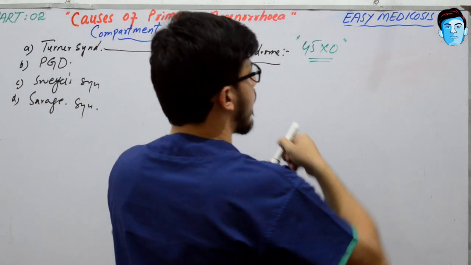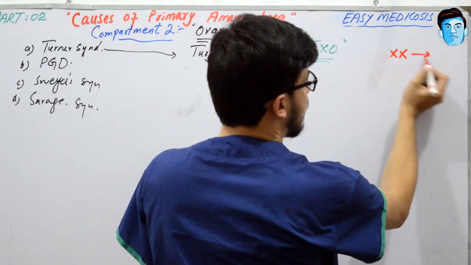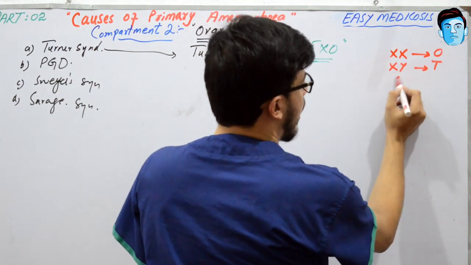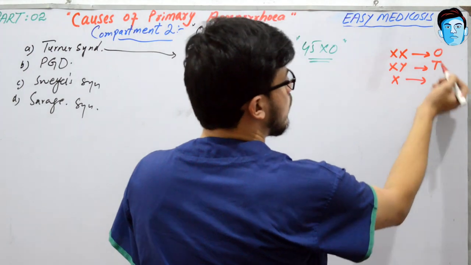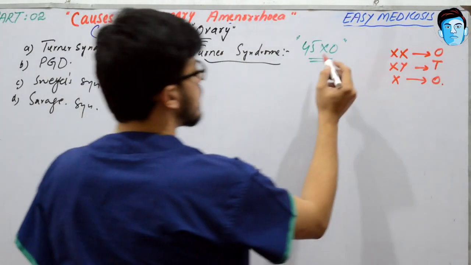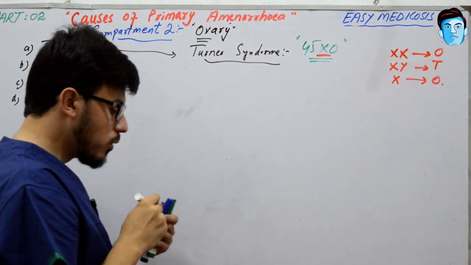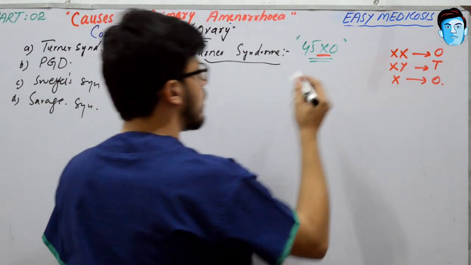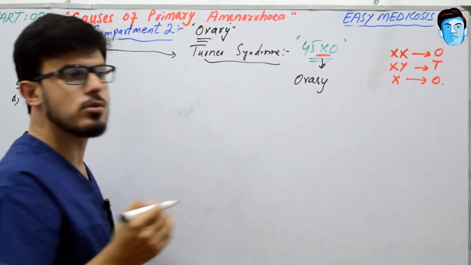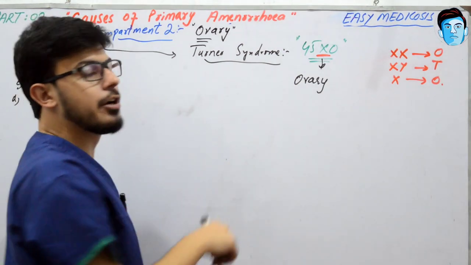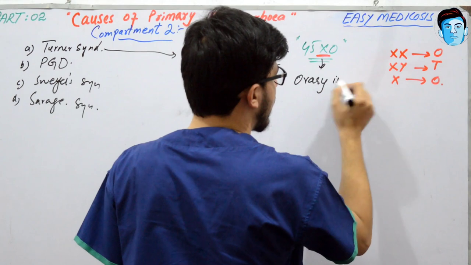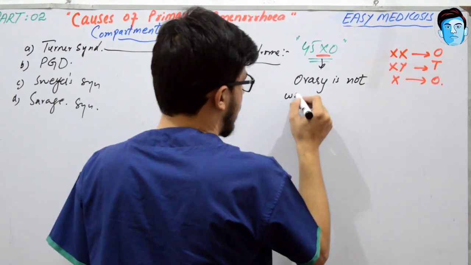Say if there are two X chromosomes, the gonads will be ovary. If there is XY, the gonads will be testes. If there is only an X chromosome, the gonads will also differentiate into ovary. But as there is only one X chromosome, the gonads differentiate into ovary, but they are not well developed ovary. So here the ovary is not well developed.